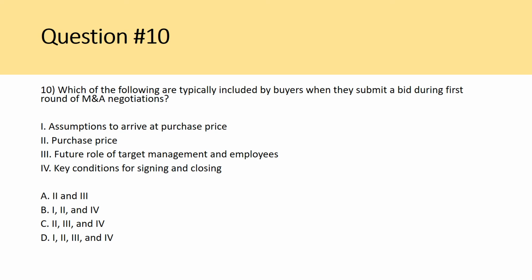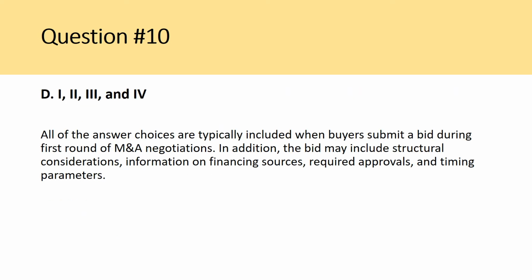Well, really, as with anything, to communicate the seriousness of their bid, it would be all 4 of them. All of the answer choices are typically included when buyers submit a bid during the first round of M&A negotiations. In addition, the bid may include structural considerations, information on financing sources, required approvals, and timing parameters.